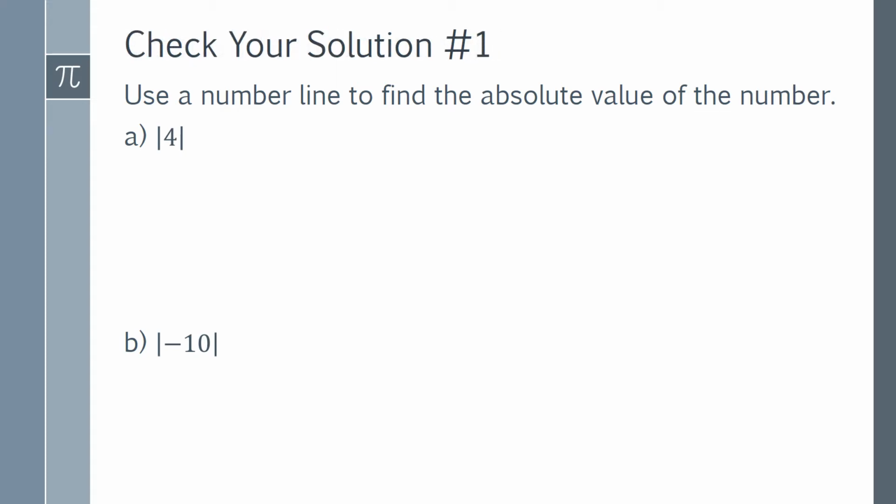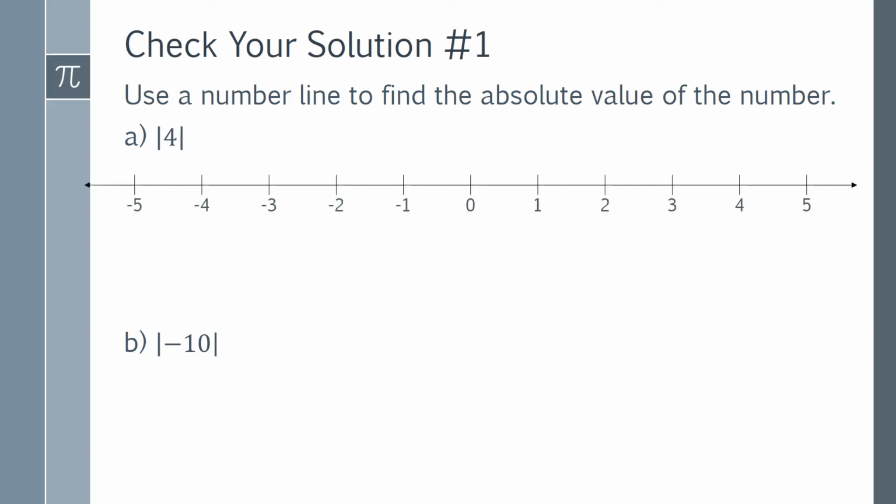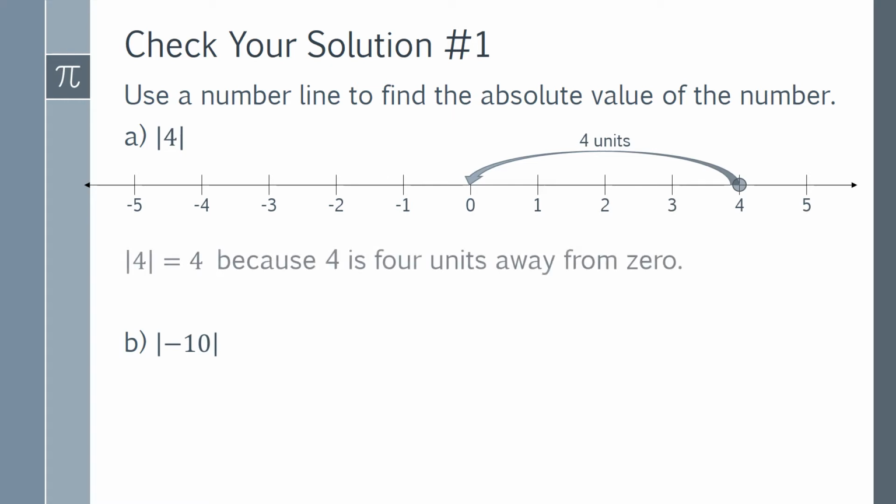For part A, we needed to find the absolute value of 4. We can start with a number line and then graph the point 4. We notice that this is 4 units to the right of the number 0. So the absolute value of 4 is 4, because 4 is 4 units away from 0.